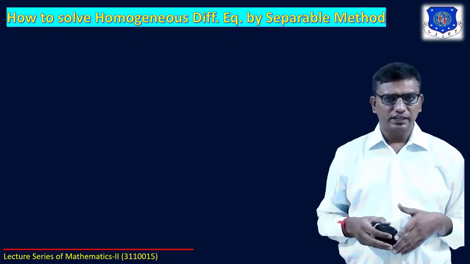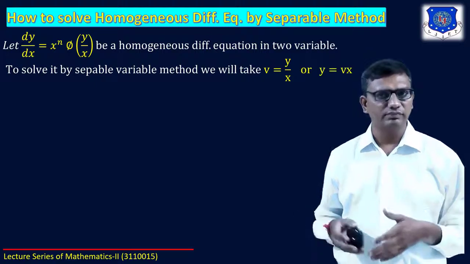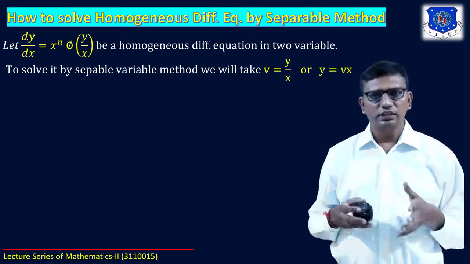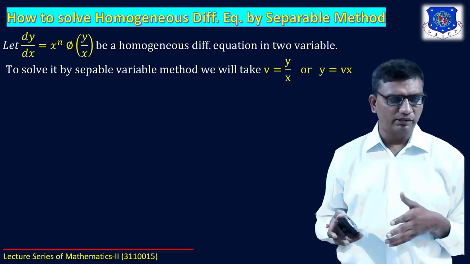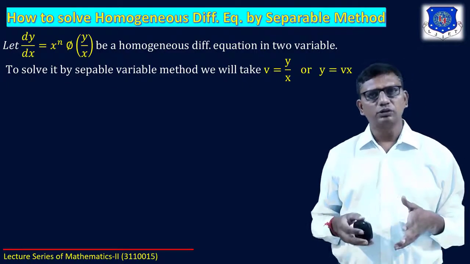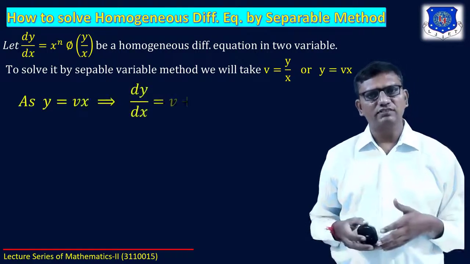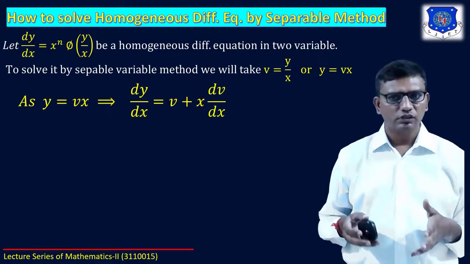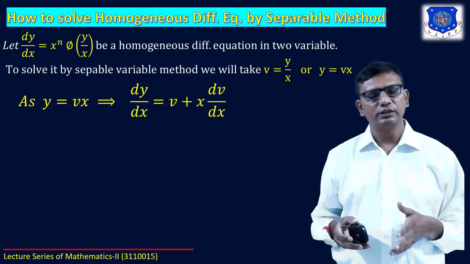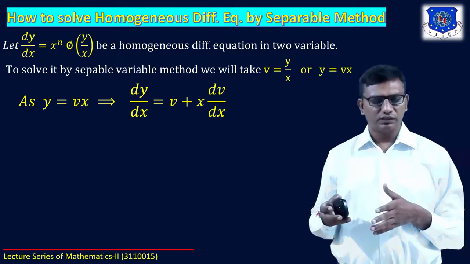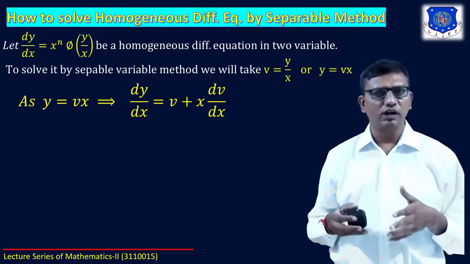First of all, we are taking the homogeneous differential equation dy by dx equal to x raised to n phi of y by x, our homogeneous differential equation in two variables x and y. Now to solve by the separable variable method, we will take v equal to y by x, or y equal to vx. After taking y equal to vx, we can differentiate: dy by dx equal to v plus x dv by dx. Now we will put the value of dy by dx equal to v plus x dv by dx in our original differential equation, dy by dx equal to x raised to n phi of y by x.